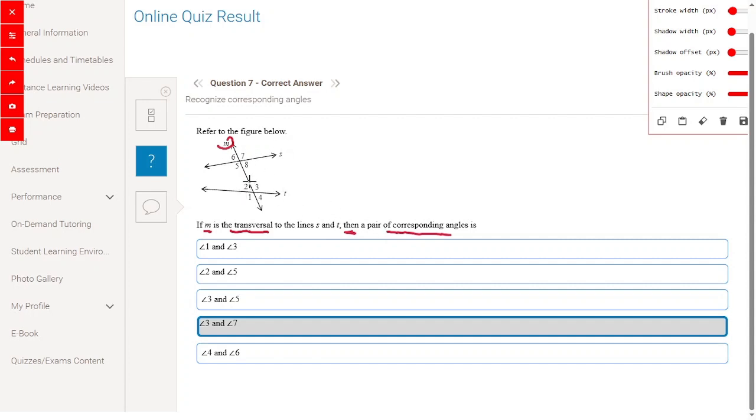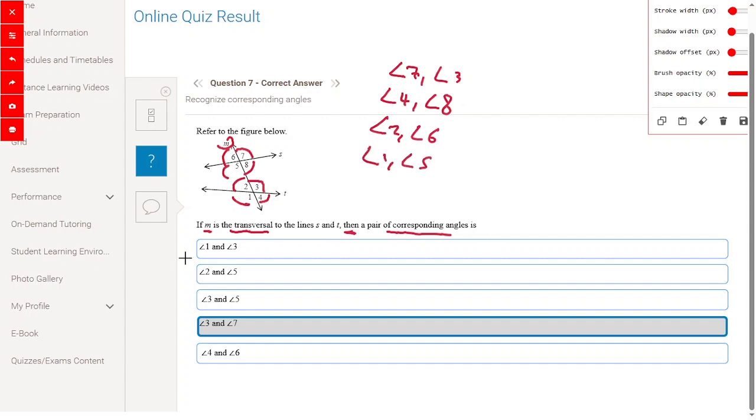For example, I have this angle 3, an interior angle, with the external angle on the same side, which is 7. So it will be angle 7 and angle 3. This is a corresponding angle. What else? We have angle 4 and angle 8, angle 2 and angle 6, and angle 1 and angle 5.